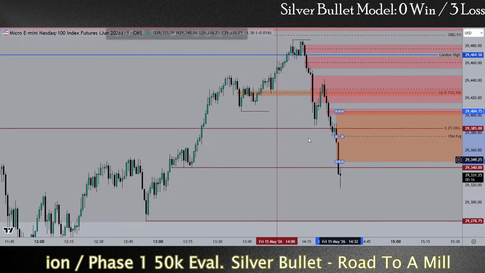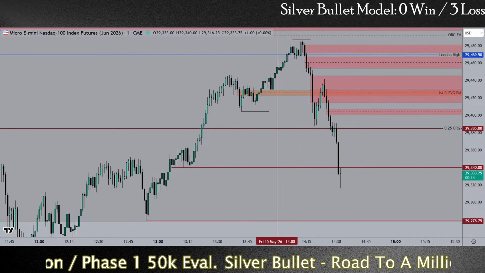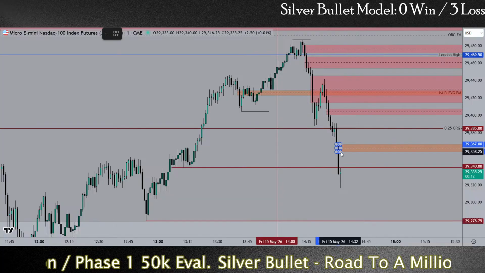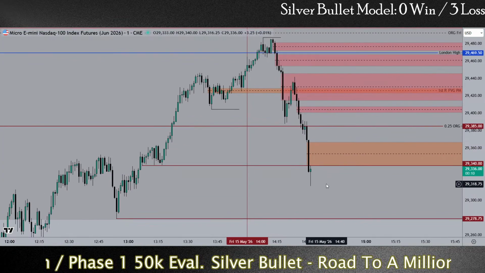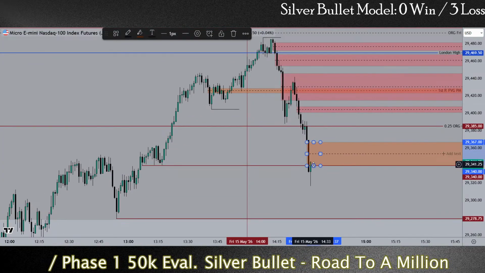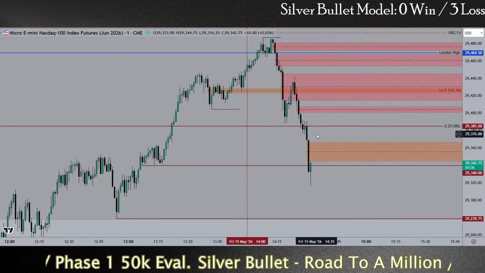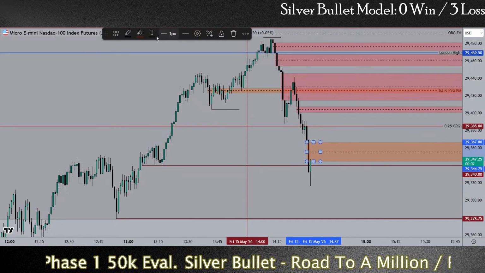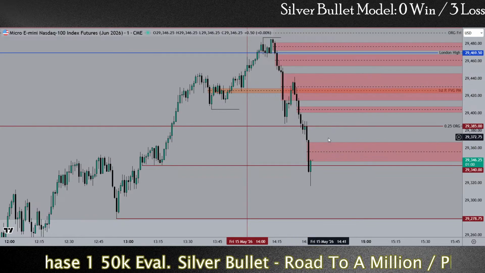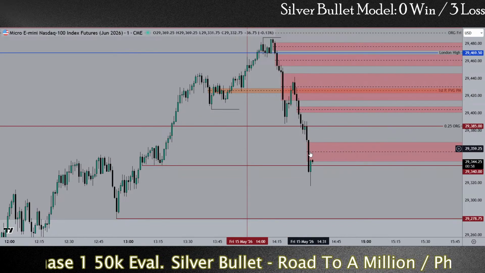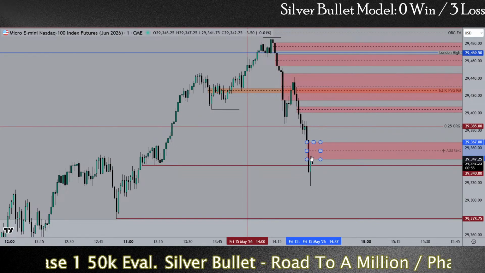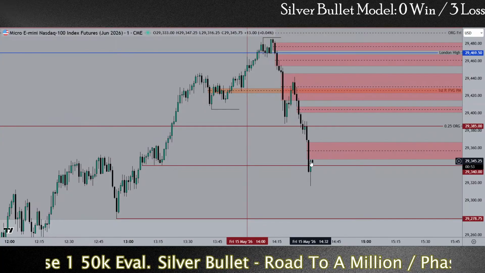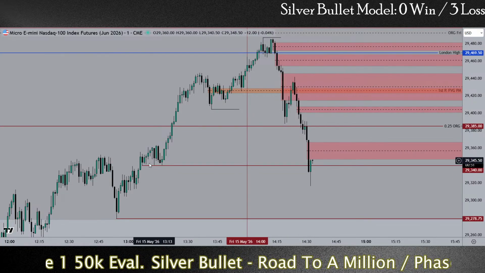I will take that 15-minute fair value gap off because it takes a lot of the screen, and I will annotate this inefficiency here. That's the last inefficiency before running out the liquidity here.